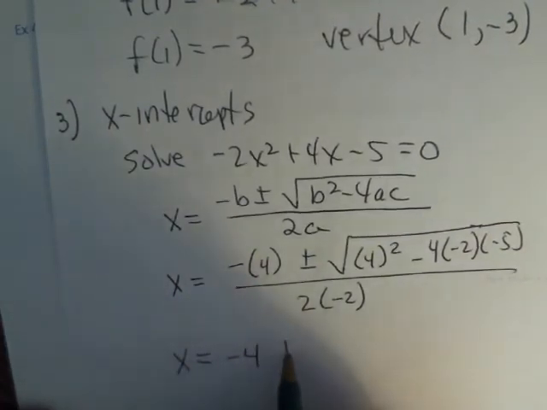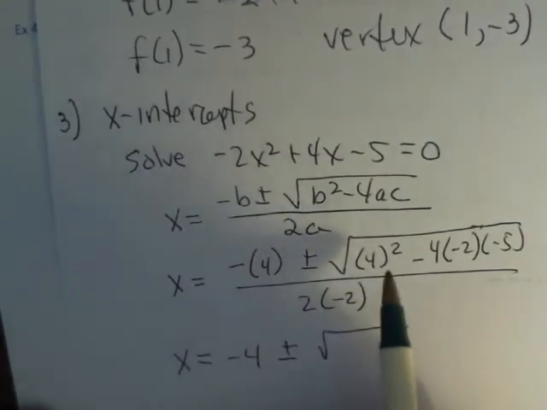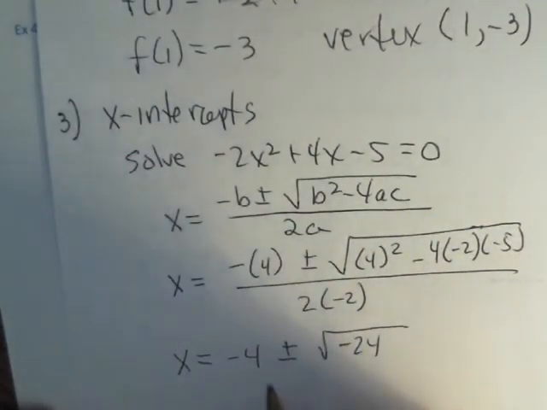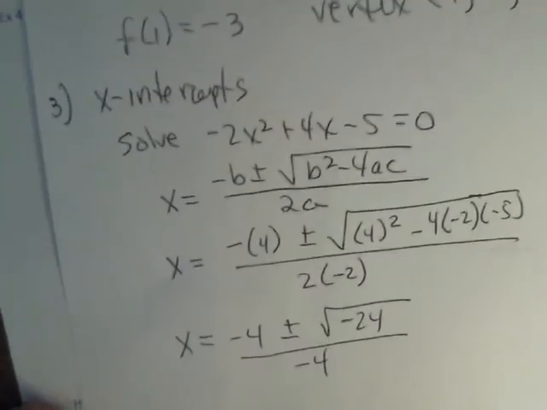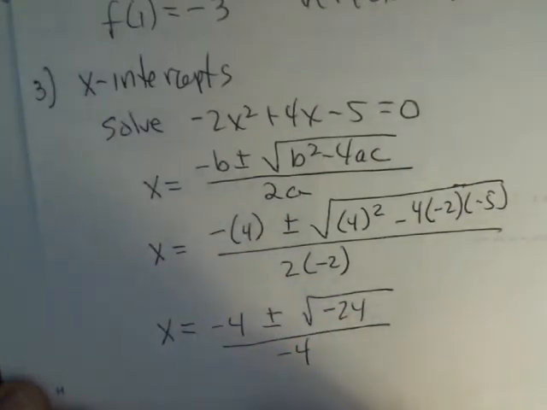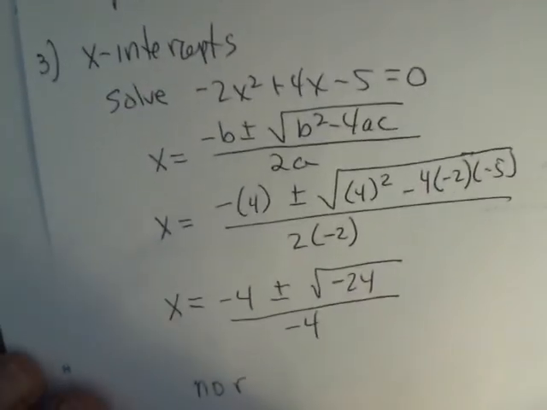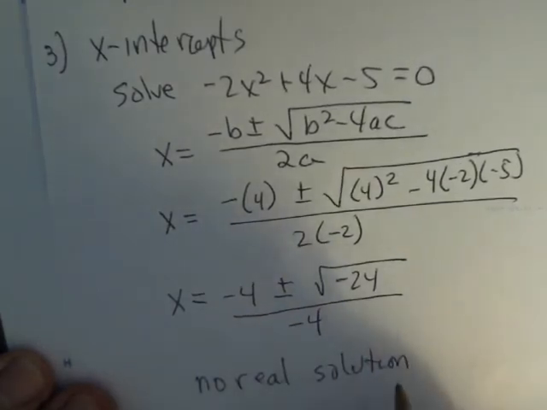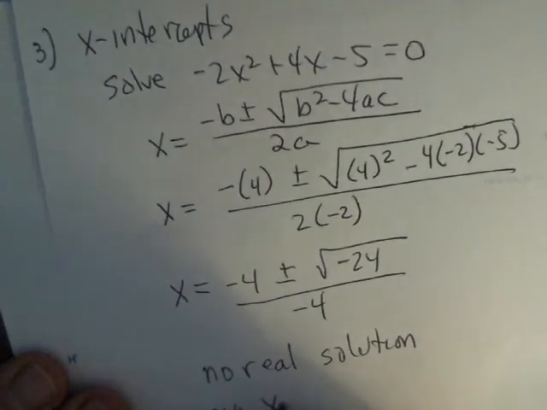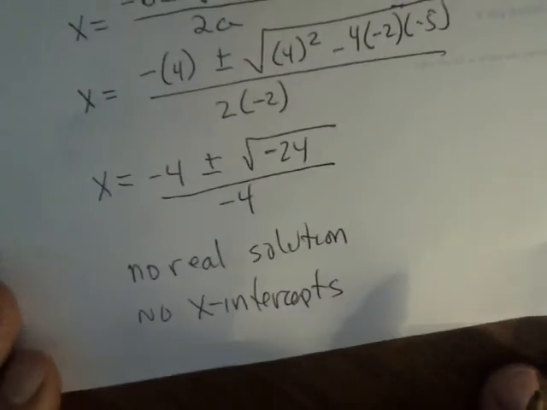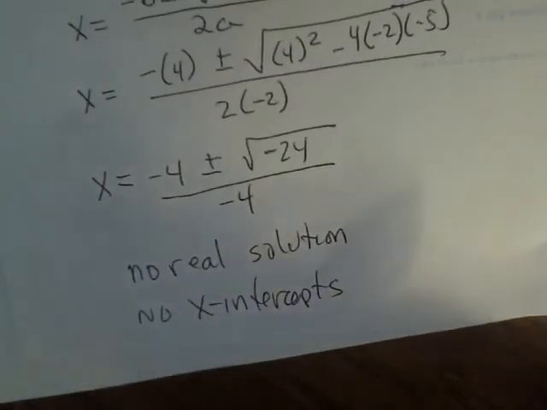So what I end up getting is negative 4 plus or minus, well, this is 16 minus 40, which is negative 24 over negative 4. So at this point, since we have a negative under the square root, there is no real solution. Therefore, there are no x-intercepts. Doesn't mean you can't graph it. It just means it's not going to cross the x-axis.